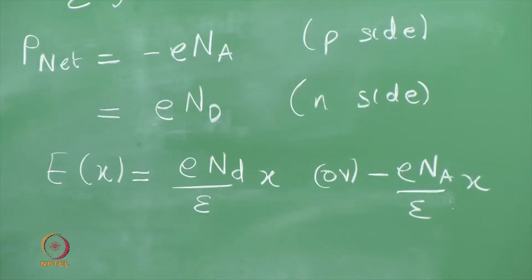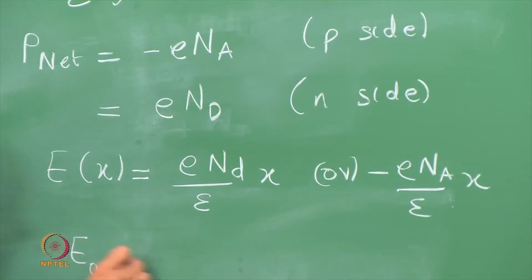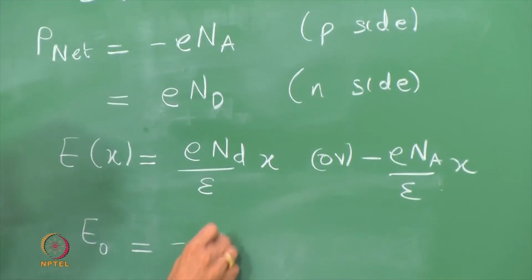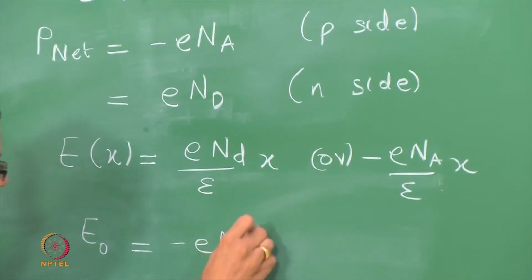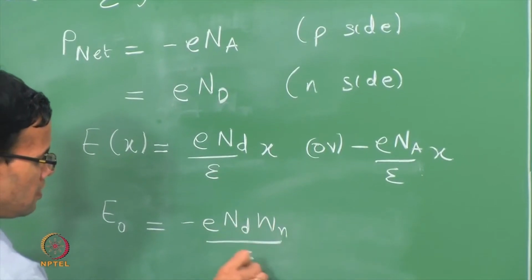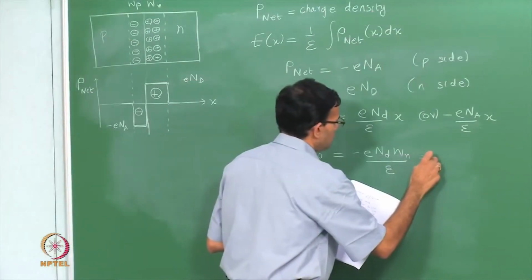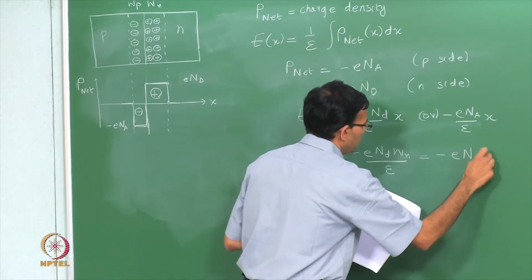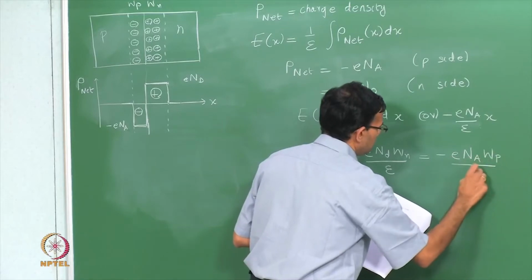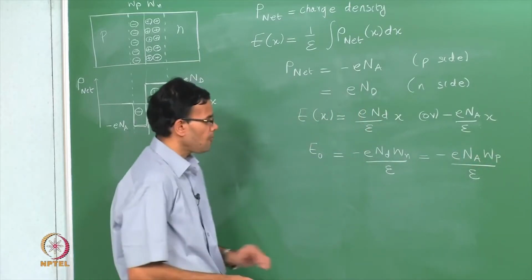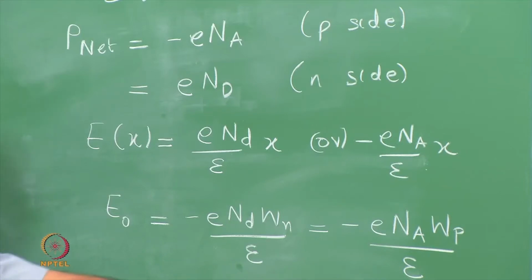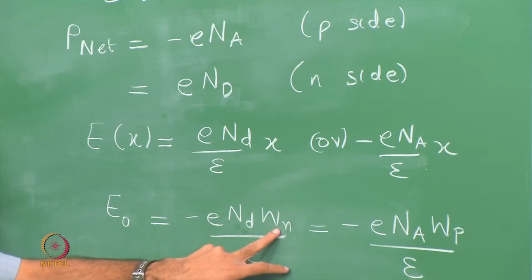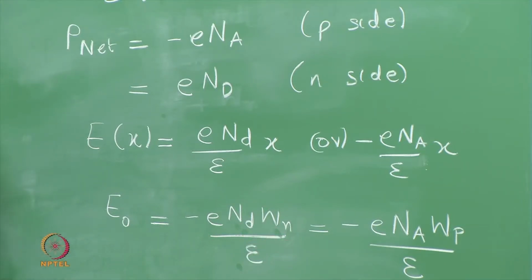We can define an E naught, which is equal to minus E N D W N over epsilon, which is equal to minus E N A W P over epsilon, and these two are the same because we know that to maintain charge neutrality N D times W N is equal to N A times W P.